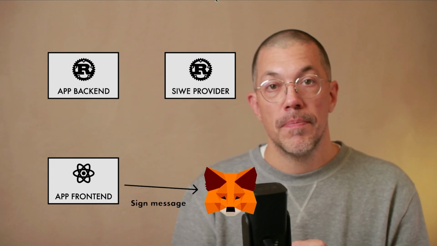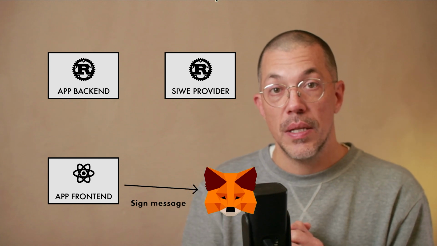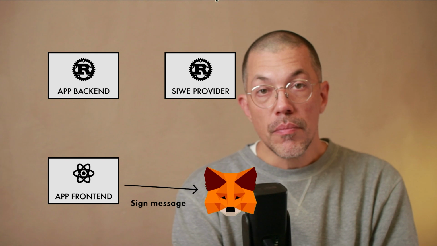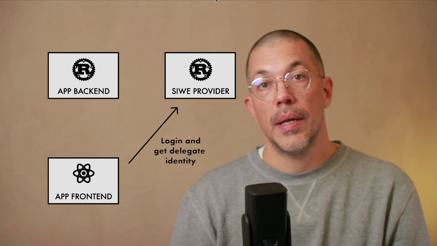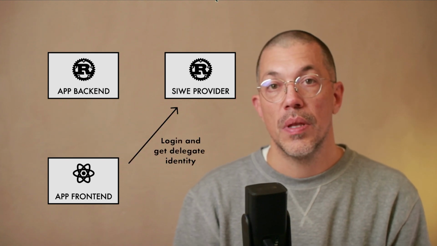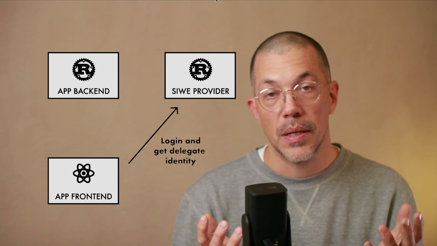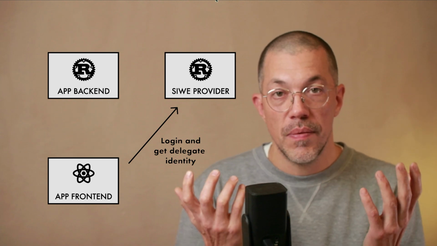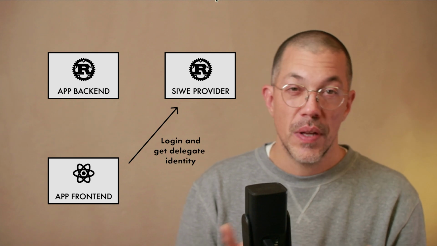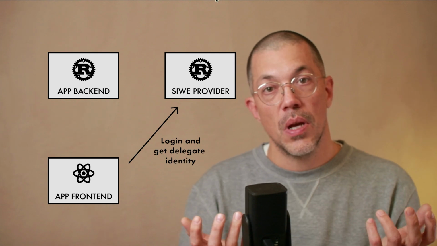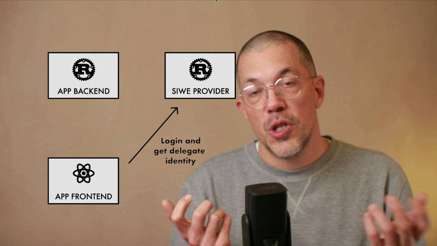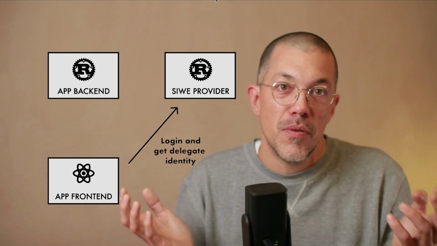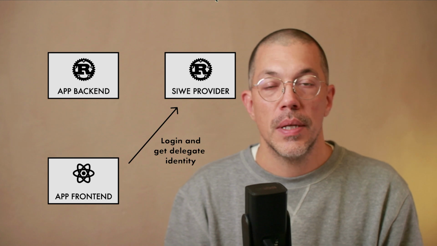The front end then asks the user to sign this message using MetaMask, and takes the signature and returns that to the sign-in with Ethereum provider canister. Once the provider canister has received that signature, it can verify the signature against the message and thereby securely establish which user signed the message, right?